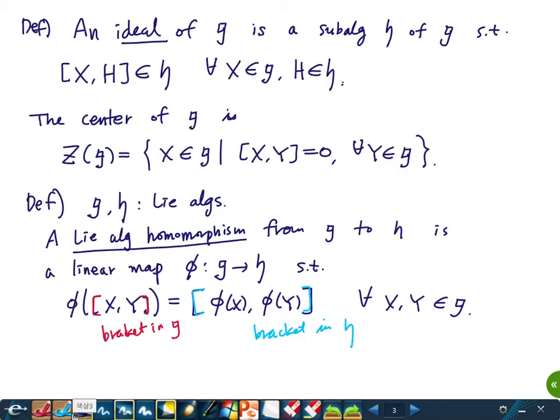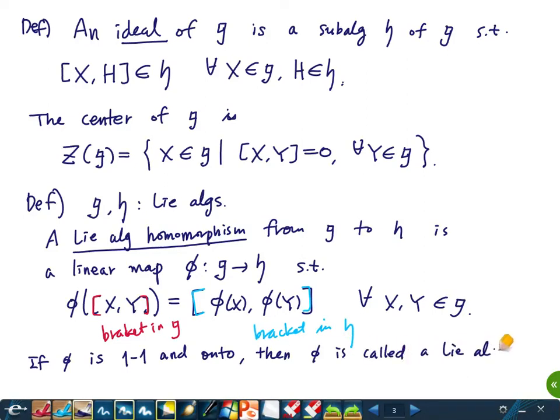And like we do for the usual homomorphism, if phi is one-to-one and onto, like bijective, then phi is called a Lie algebra isomorphism. So the Lie algebra isomorphism means a vector space isomorphism preserving the Lie bracket.